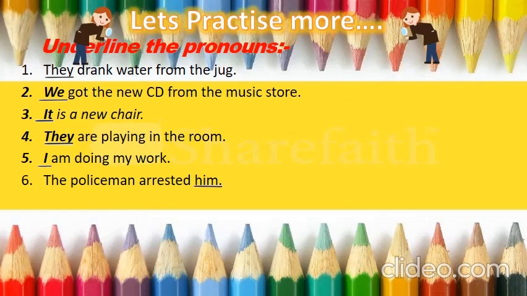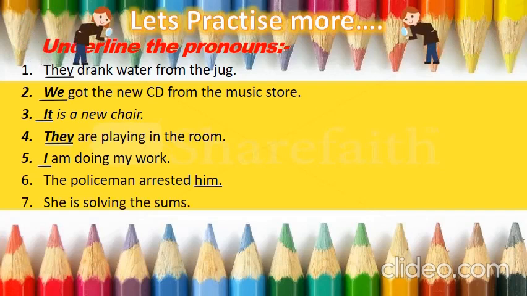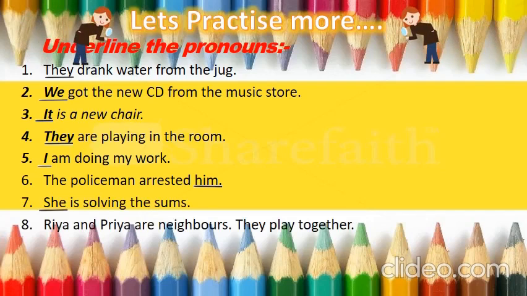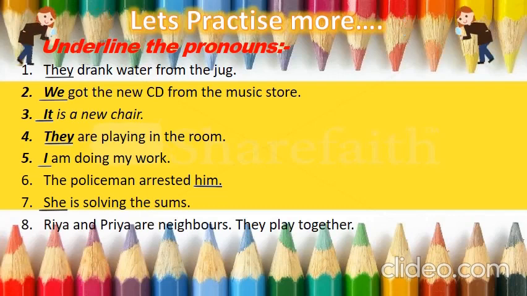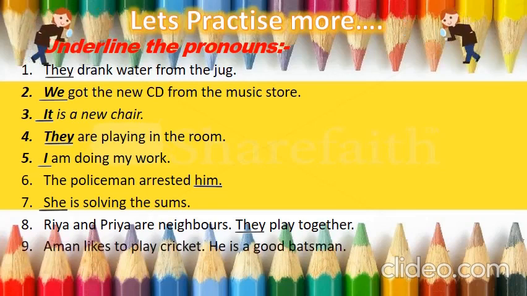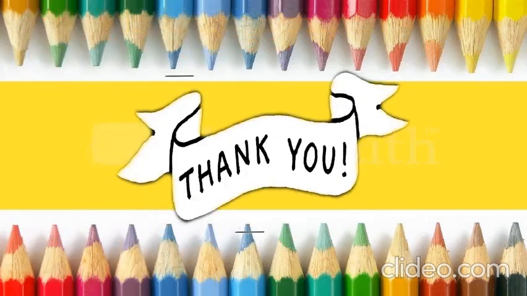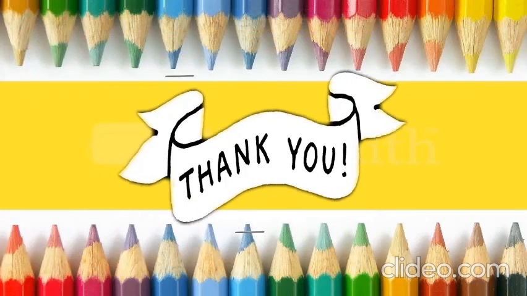The policeman arrested him. Here it is an object pronoun, right? She is solving the sum. She. Riya and Priya are neighbors. They play together. So it is here they. The pronoun is they here. Aman likes to play cricket. He is a good batsman. Here the pronoun is he.